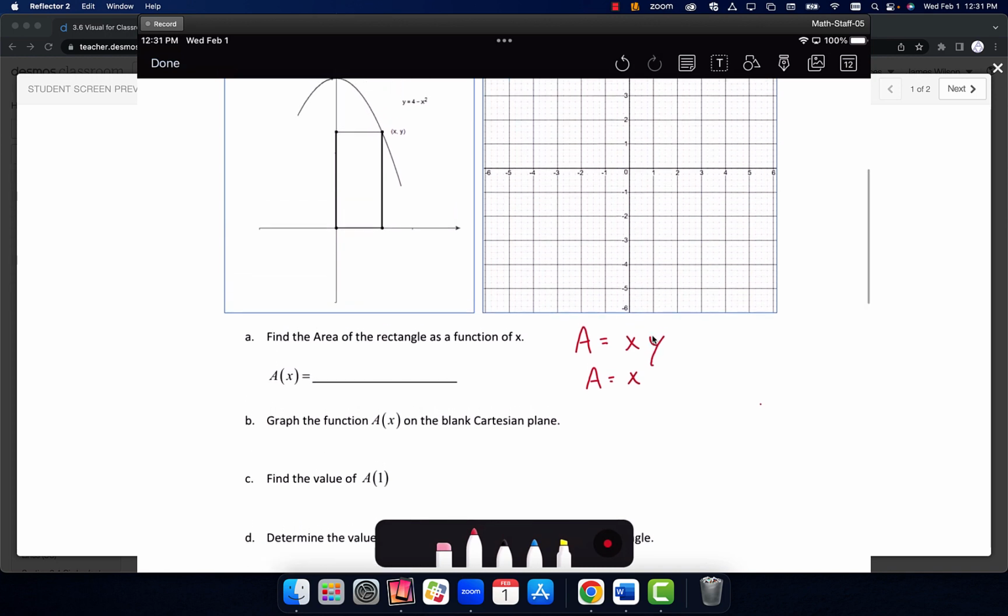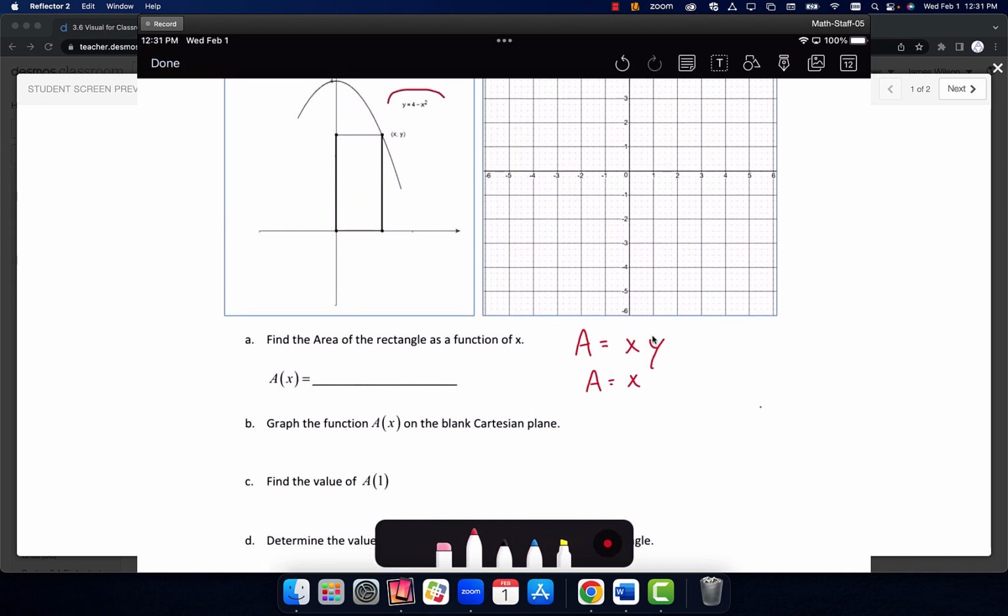And if you notice at the beginning, we were given that y is equal to 4 minus x squared. So we're simply going to replace the y with 4 minus x squared. And if we simplify this now, we'll have an area function in terms of x. 4x minus x cubed. There's our area written as a function in terms of x.